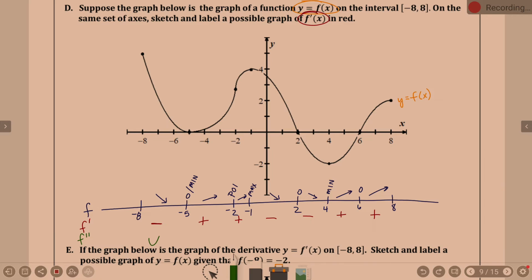Negative 5 to negative 2, concave up. Negative 2 to negative 1, concave down. Negative 1 to 2, concave down. 2 to 4 and 4 to 6, both concave up. 6 to 8, concave down.